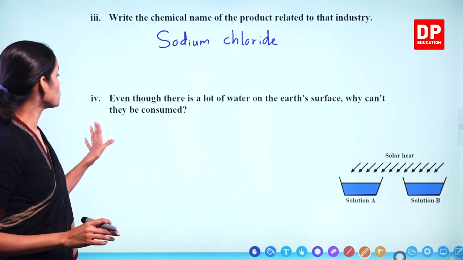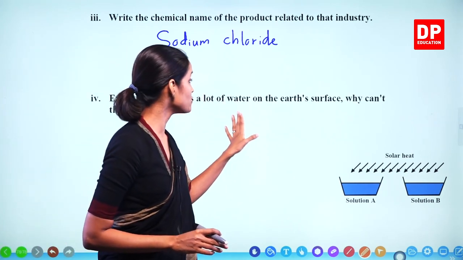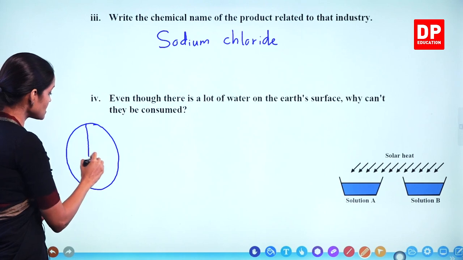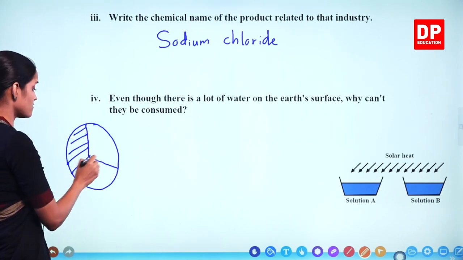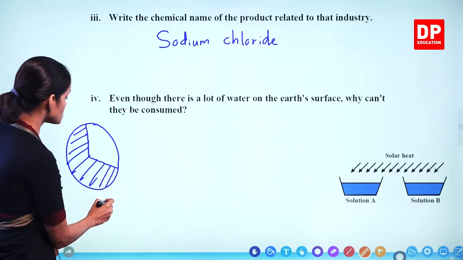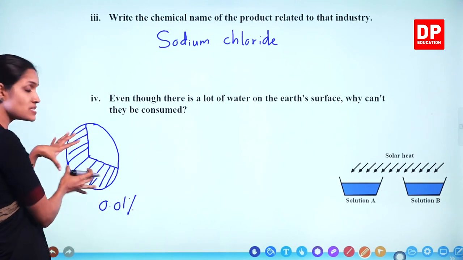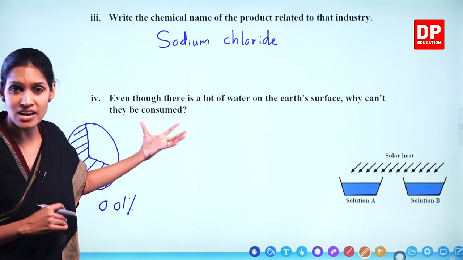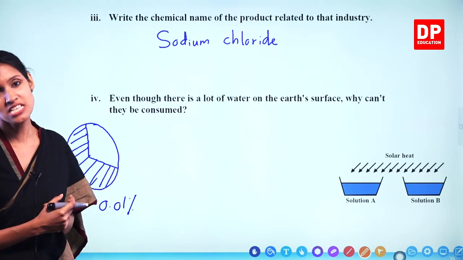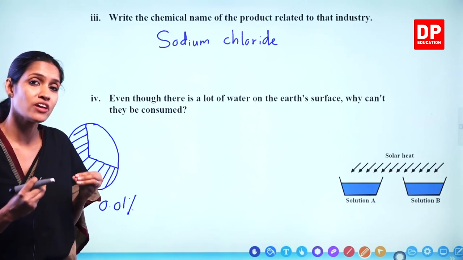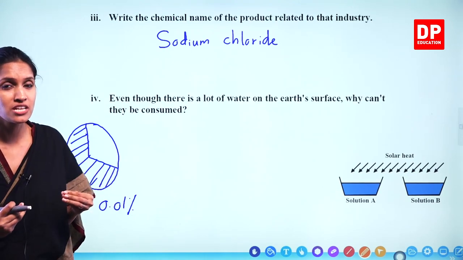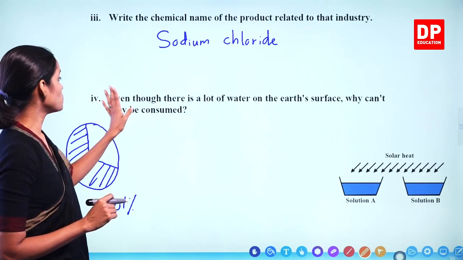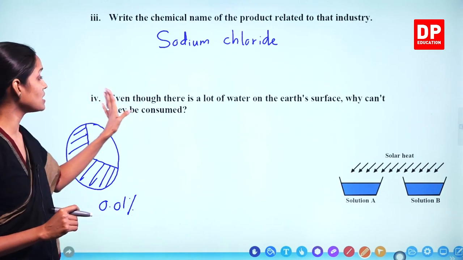Okay, even though there is a lot of water on the earth's surface, why can't it be consumed? Now you all know that more than 70% of earth's surface is covered with water, right? But only 0.01% can be consumed from this entire amount. Why? What is the reason, children? From the 70%, mainly water is present as marine water in oceans and seas, right? What about the other amount? 2.58% is present as solid water. So can we use marine water or solid water for our day-to-day activities? We cannot, right?